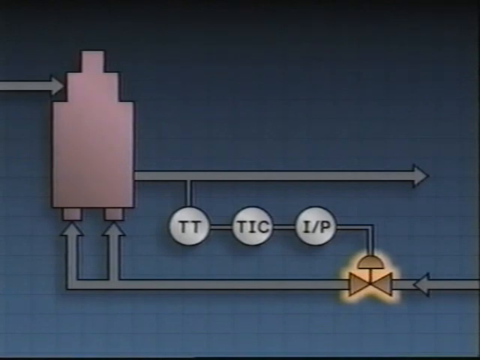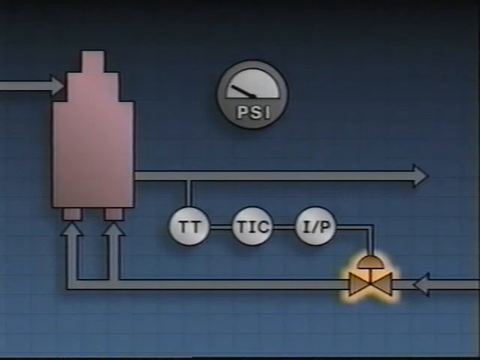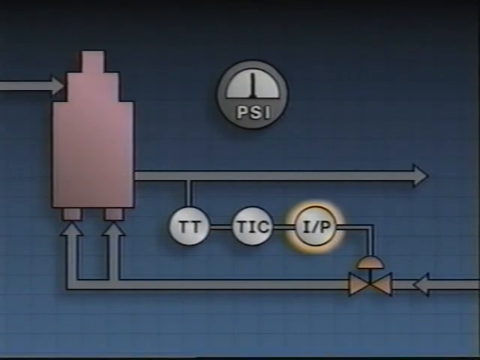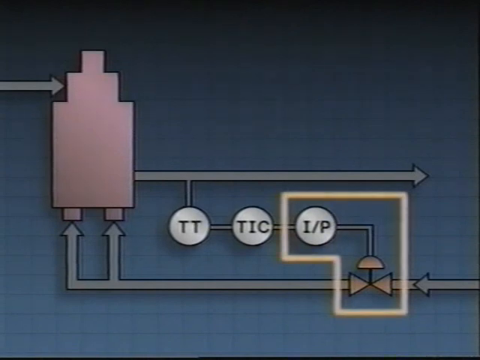The input air pressure to the control valve is checked first. This air pressure turns out to be too low, so not enough air is getting to the control valve to operate the valve properly. However, the output air pressure from the I to P converter is checked and found to be okay. This indicates that the system is losing air pressure somewhere between the converter and the control valve.